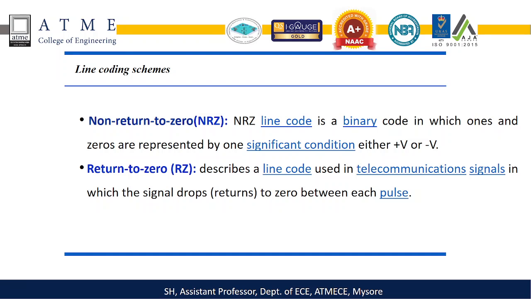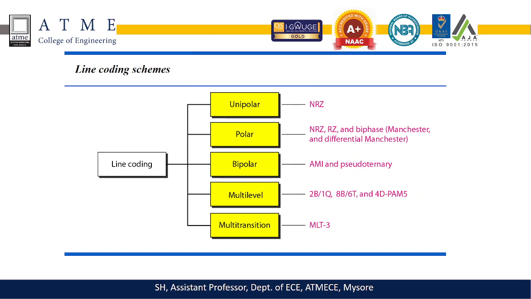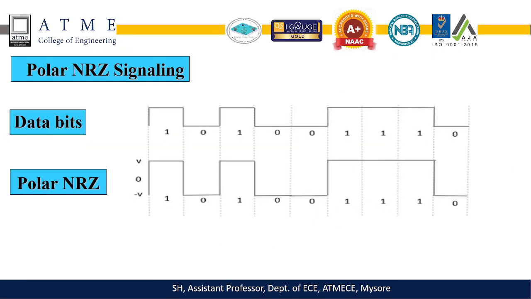Return to 0 describes the line code which can be used in a transmission signal, in which, in between the data, it returns back to 0. Whether it is 1 or 0, finally the data is returning back to 0. That is the reason it is called return to 0. These two formats of data are used in different coding schemes like unipolar, bipolar and polar. For our experiment, for the syllabus, we have polar NRZ signaling.